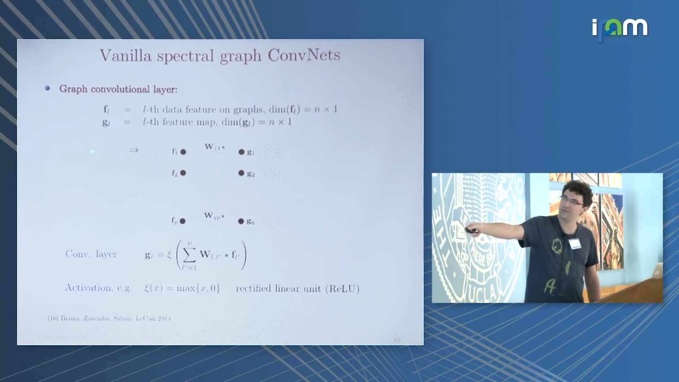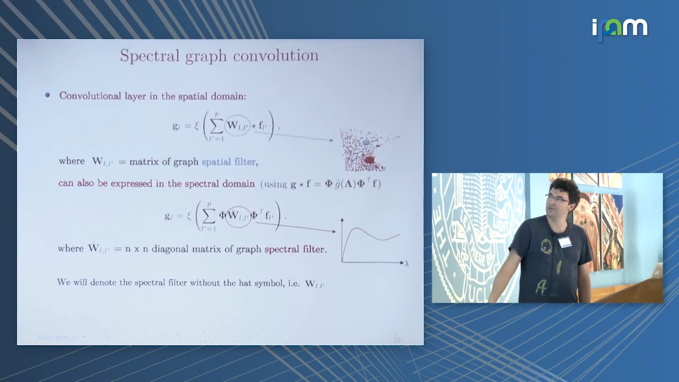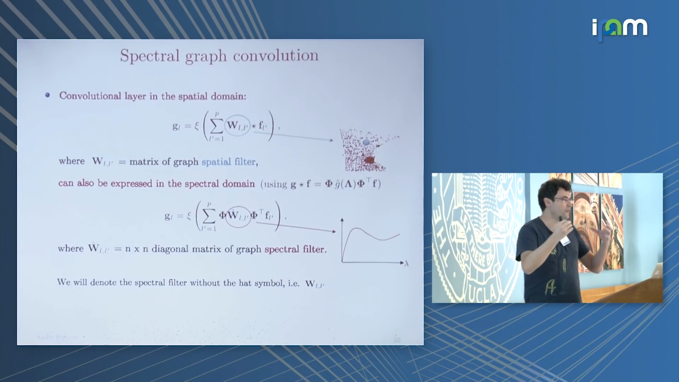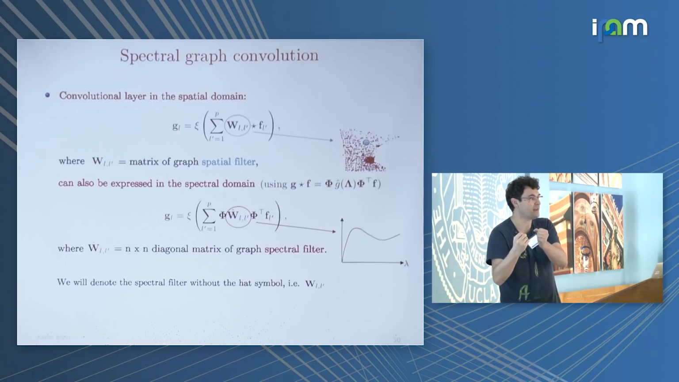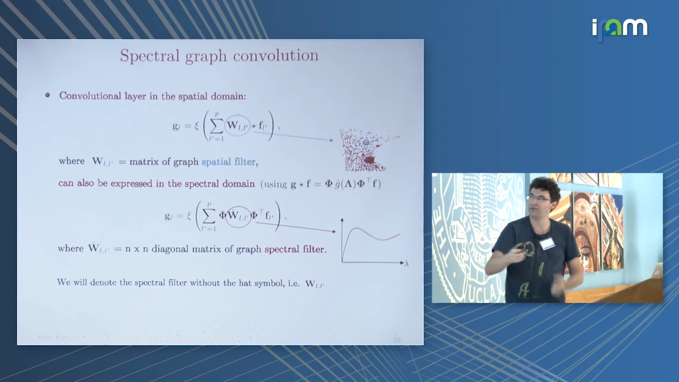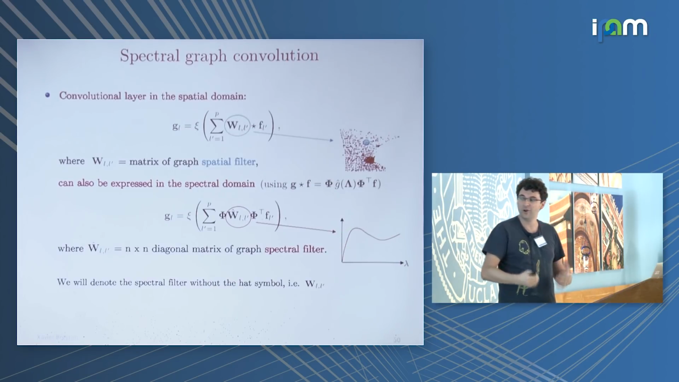So the idea is what I said in the problem setting. You have the irregular grid, and now you want to change this to an arbitrary graph, and then you want to extract compositional features. In the standard case, you would learn filters in the spatial domain. Here, we will learn the filters in the spectral domain because it's easier for us to do. So we are going to learn spectral filters.